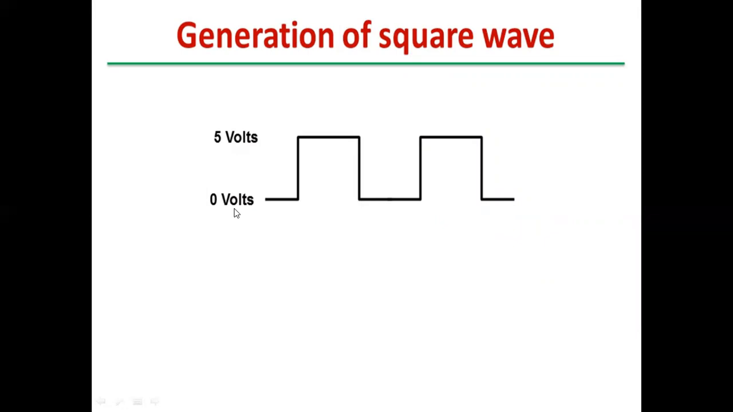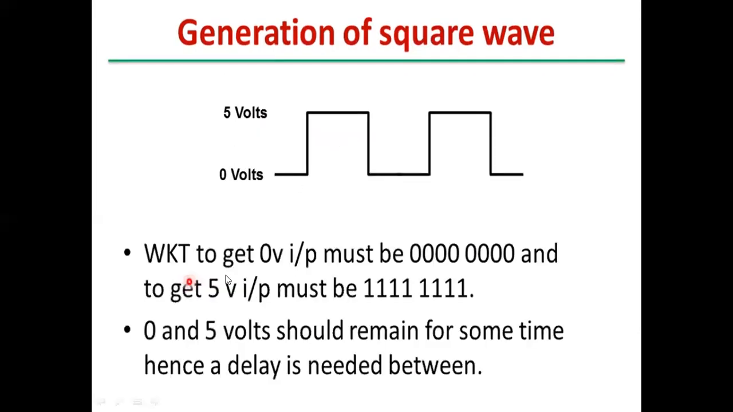Coming to the programming, you have to generate the square wave by using the DAC. If you observe the square wave, the initial value is 0 volts, there is some delay, and the maximum value is 5 volts and there is some delay. So the logic is you have to initialize the initial value and introduce some delay, and next you have to initialize 5 volts to port 1 and introduce some delay.